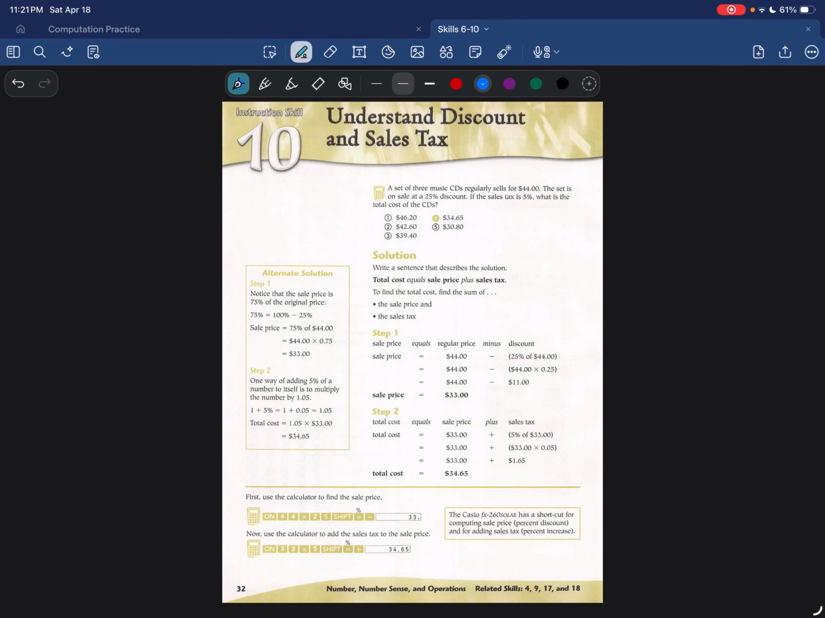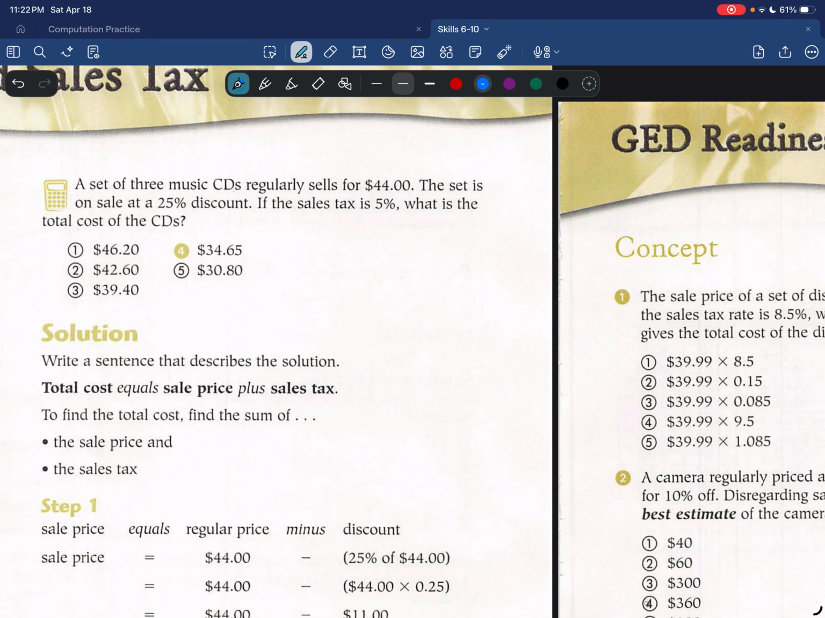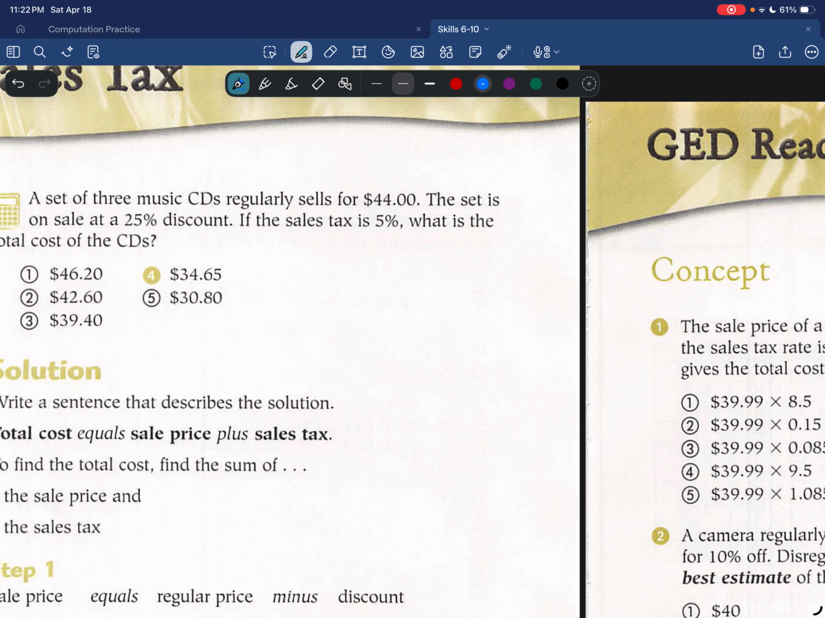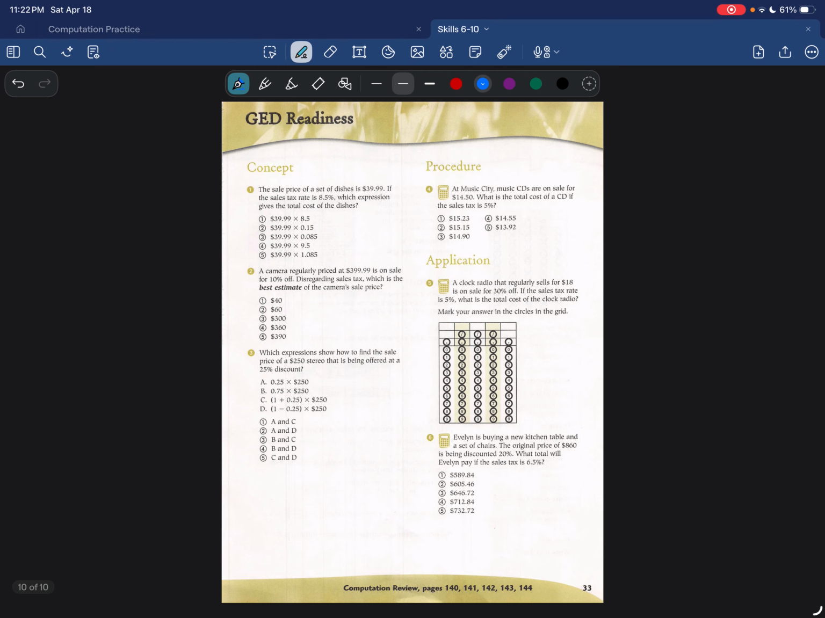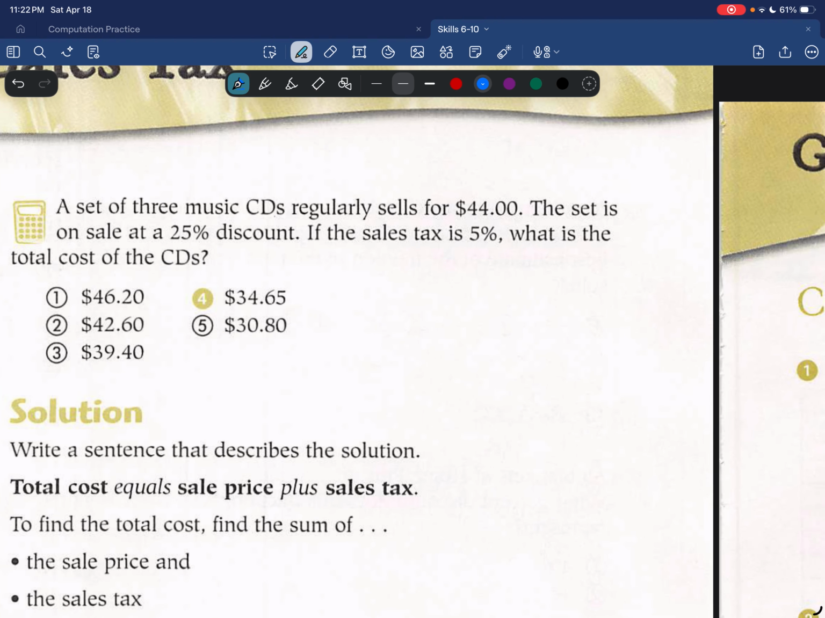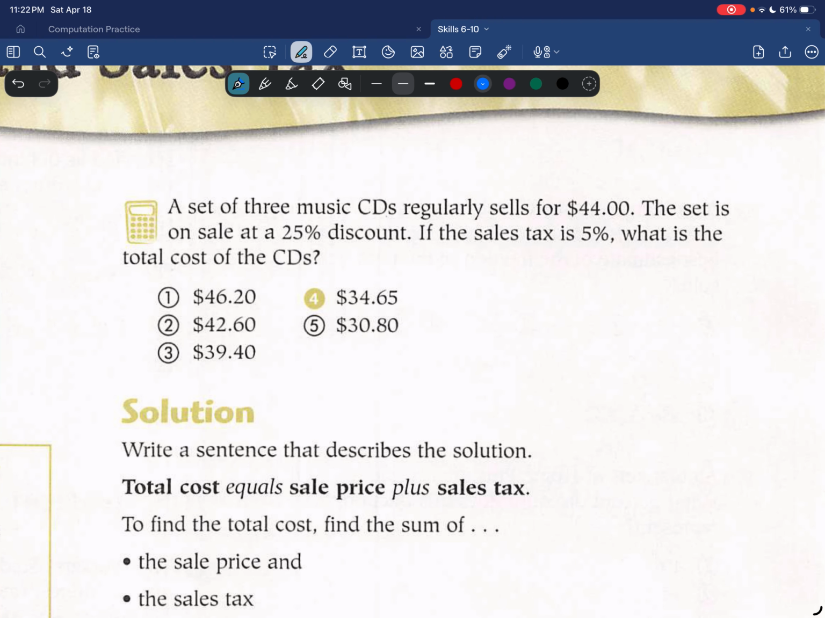Instruction Skill 10 is dealing with understanding discounts and sales tax. And this time I'm going to go right to the problem. We'll look at the box in just a minute. And I can use a calculator.